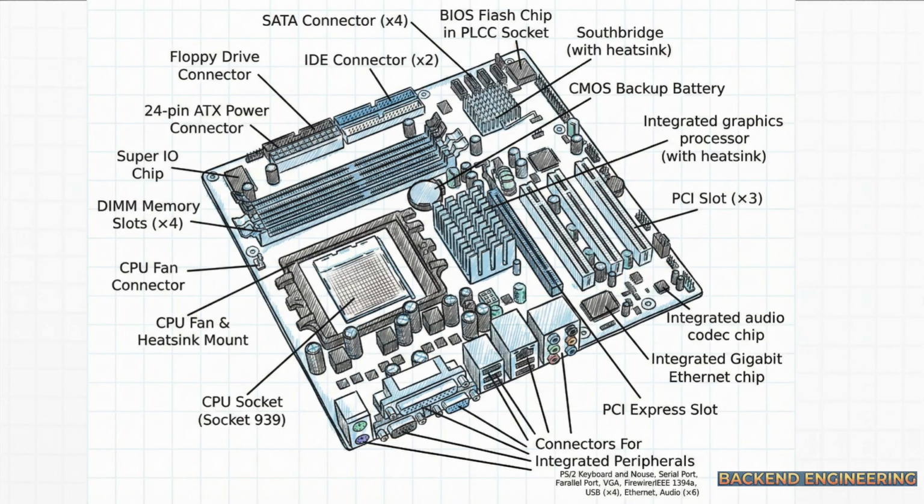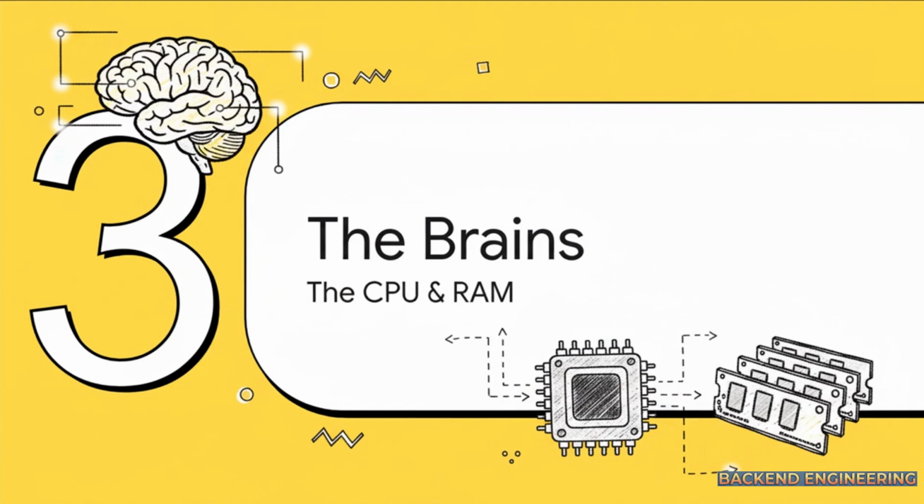This slide here is basically a map of our computer's downtown district. You've got the CPU socket, which is where the processor lives. You have RAM slots for memory, and you have expansion slots. As a developer, you're going to be looking at stuff like the number of RAM slots for memory-heavy apps and the speed of those PCI Express slots, which dictates how fast your GPU or your high-speed storage can communicate with the CPU.